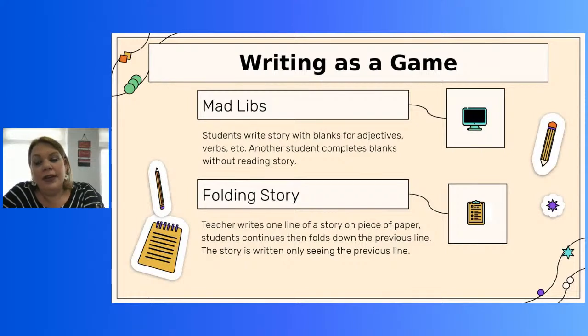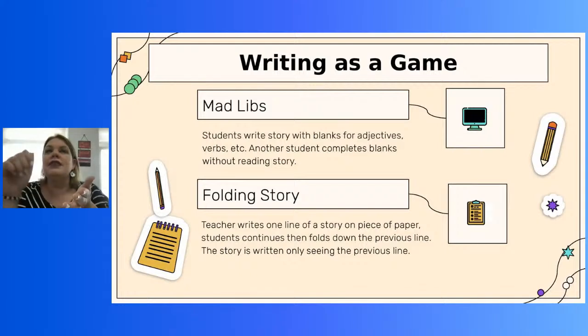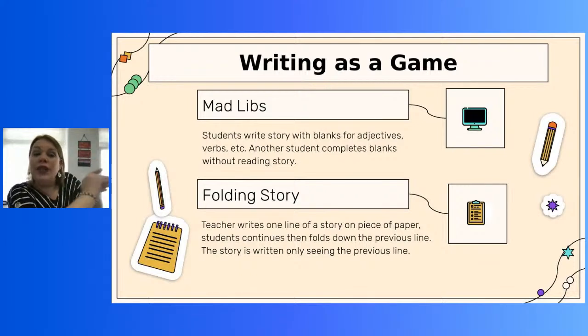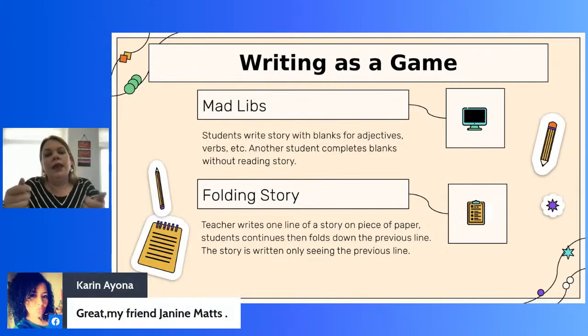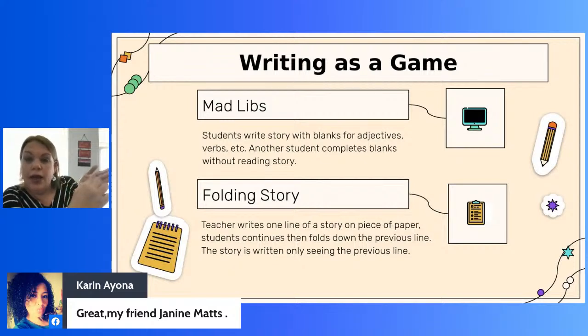Another example of a game that we can play with writing is called a folding story. All you need for this is one piece of paper for the whole class, right? The teacher can start the story and say, once upon a time, there was a little dog named Lucas, for example. You write one line, yeah? But literally one line on the piece of paper. And then the teacher gives it to a student. The student reads that line, and then they write a line underneath. They continue the story, right?